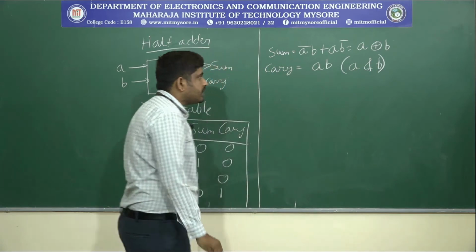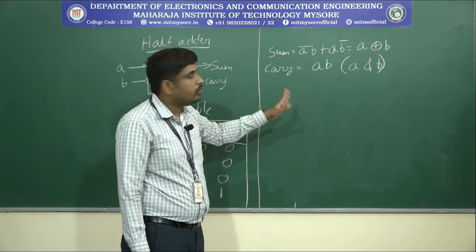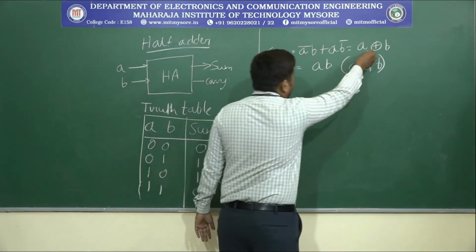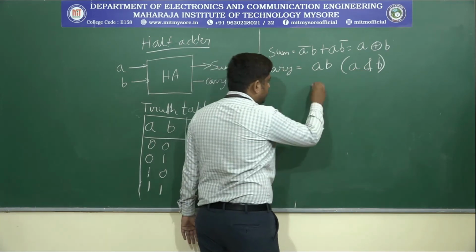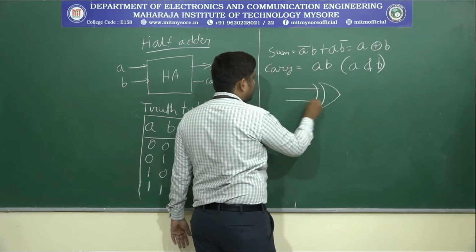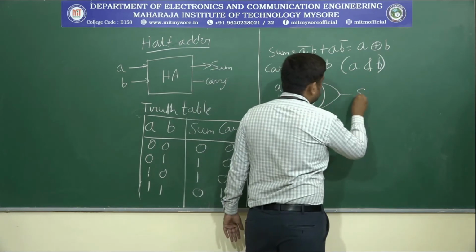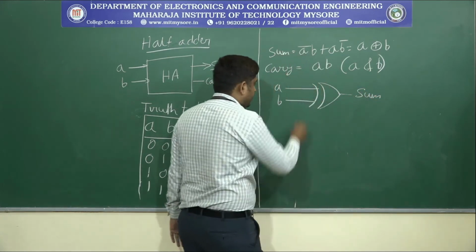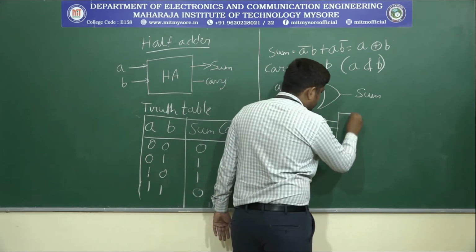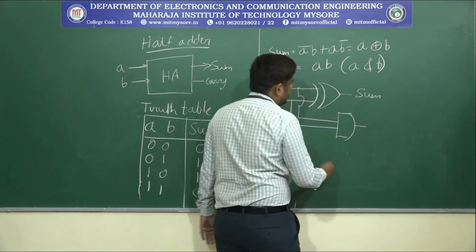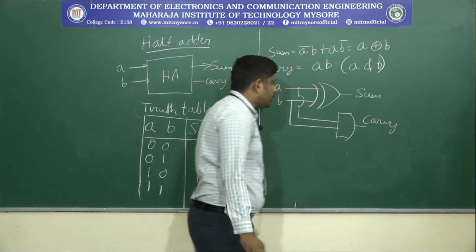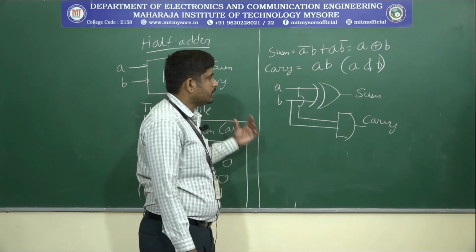Once the equation is completed, based on this equation we have to write the code, and before writing the code we have to write the logic circuit. In the logic circuit, one XOR gate and one AND gate are required. Here write the XOR gate. A is one input, B is the other input, and it produces sum. For carry, again A is one input, B is the other, and the AND gate produces carry. So this is a simple logic circuit for the half adder.